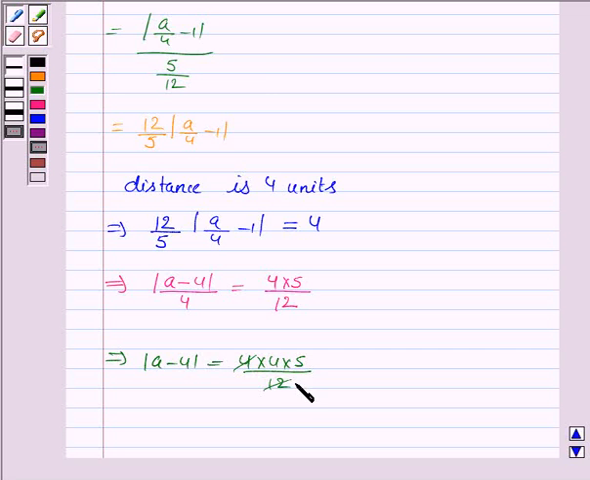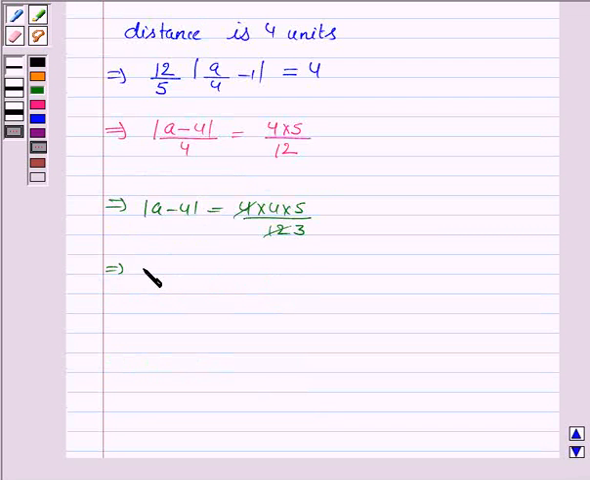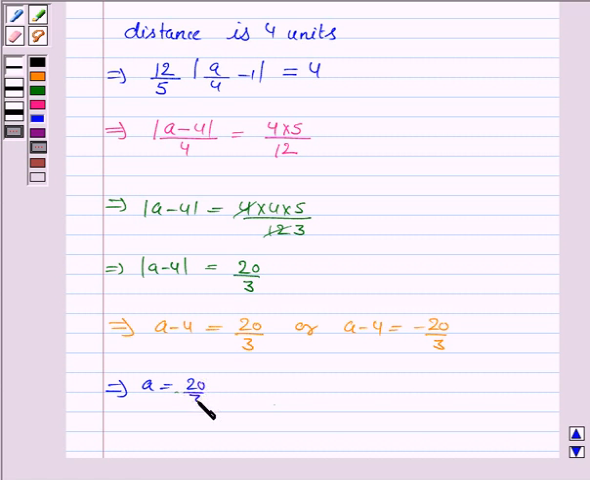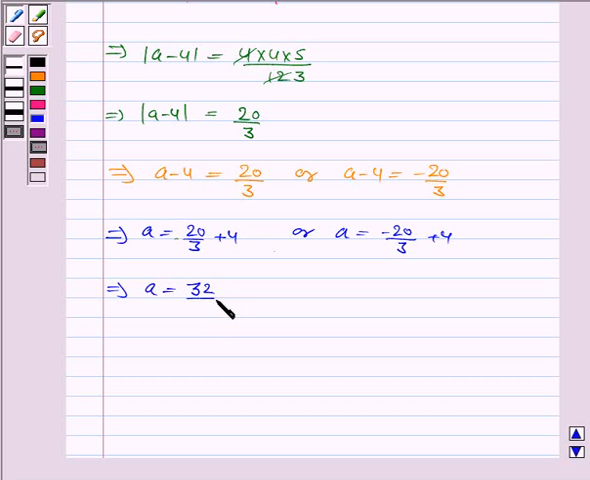Now 4 into 3 is 12, so mod of a minus 4 is equal to 20 upon 3, and this implies a minus 4 is equal to 20 upon 3, or a minus 4 is equal to minus 20 upon 3. This implies a is equal to 20 upon 3 plus 4, or a is equal to minus 20 upon 3 plus 4. This again implies a is equal to 32 upon 3, or a is equal to minus 8 upon 3.